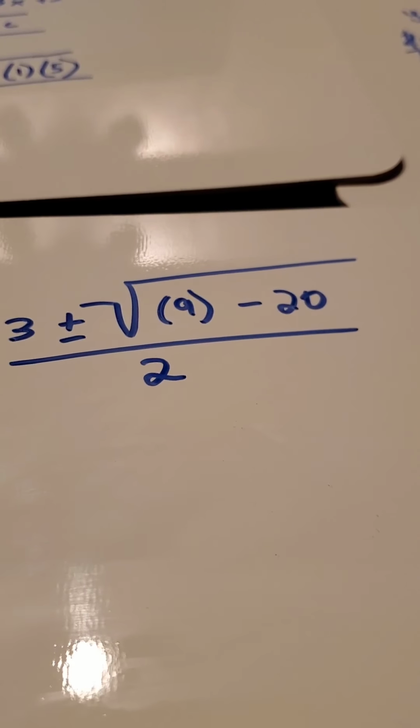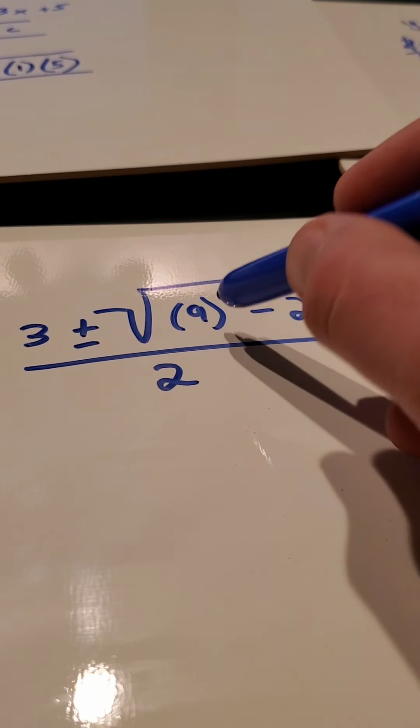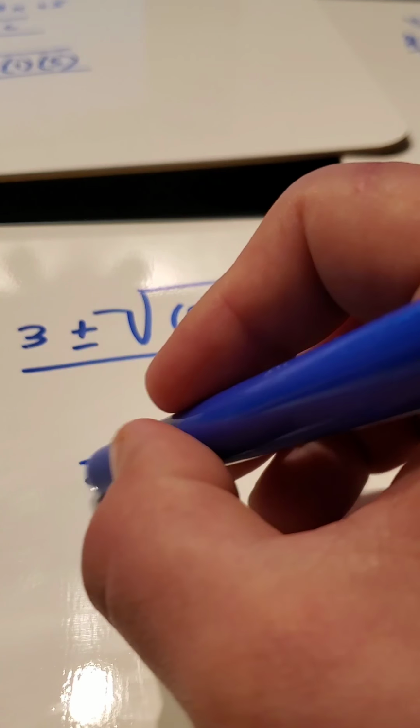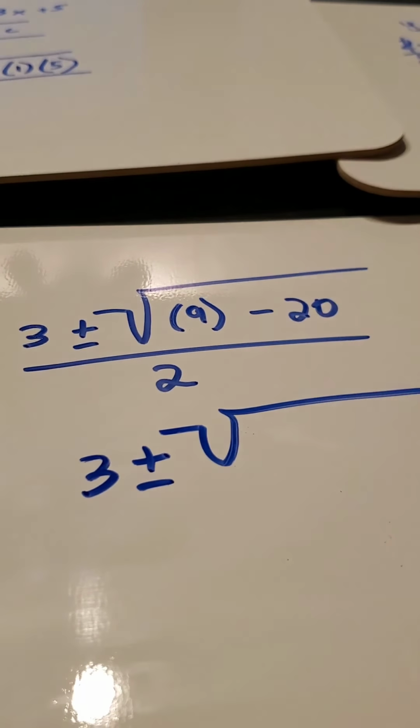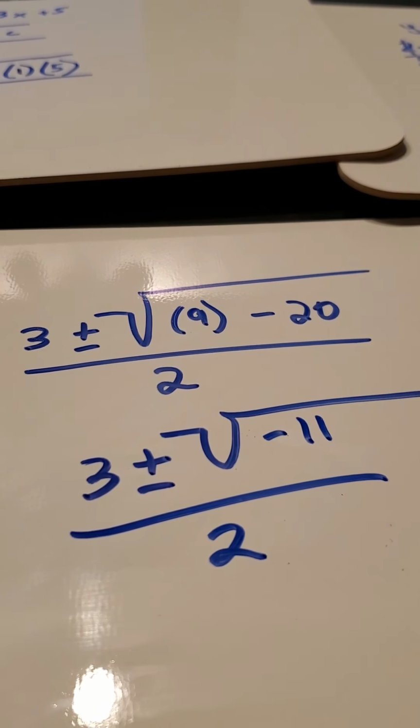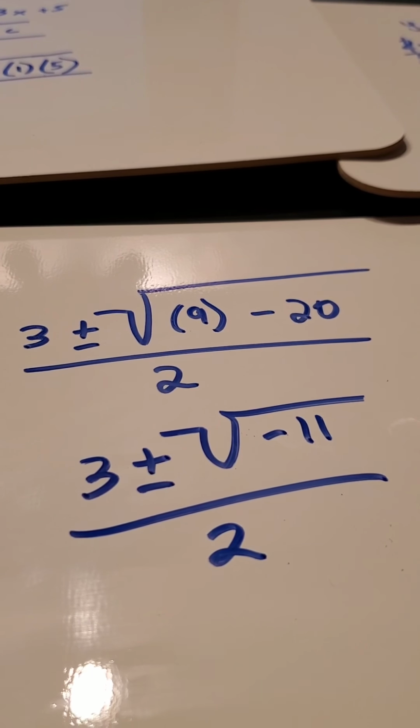All right, so we kind of simplified this a little bit. Let's take the next step. Let's simplify underneath my radical. 9 minus 20 is going to give me 3 plus or minus the square root of negative 11 all over 2. And right here is where we might get a little stuck.